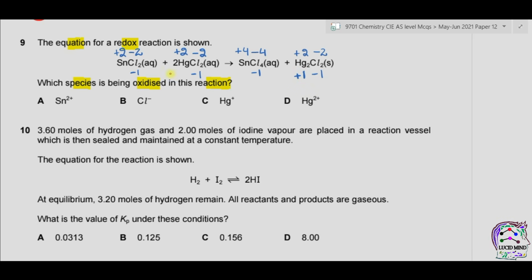We can see that the oxidation state of chlorine has not changed in the reactants and products. It is -1. The oxidation state of tin has changed from +2 to +4. This is oxidation. The oxidation state of mercury, which was +2 on the reactant side, has changed to +1 on the product side. So therefore this is reduction. Correct answer is therefore A.